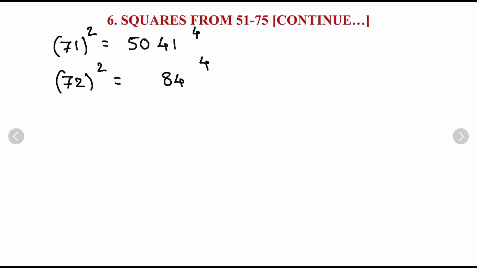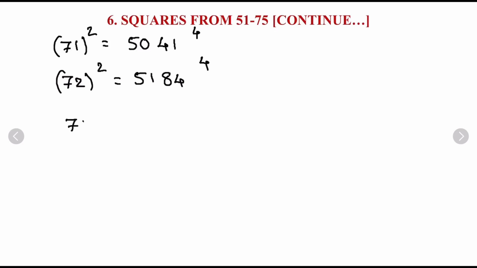Now, squares from 51 to 75. This is a continuation. For example, if you take 71 square, I need to calculate. How much more than 50? 21. So 21 square, 441, 4 carry forward. 25 plus 21, 46 plus 4, 50. If it is 72 square, how much more than 50? 22. 22 square, 484, 4 carry forward. 25 plus 22, so 47, 47 plus 4, 51.